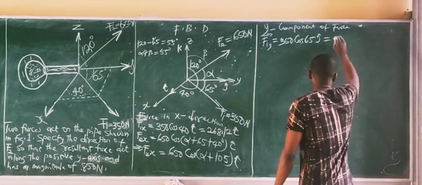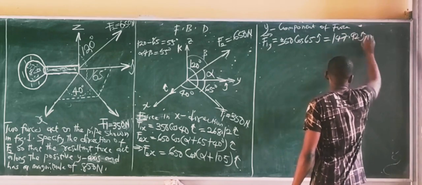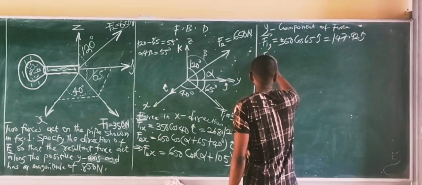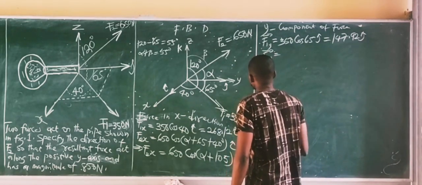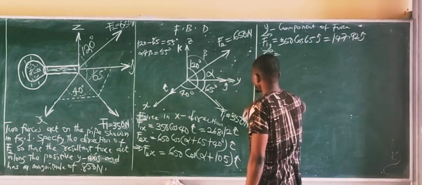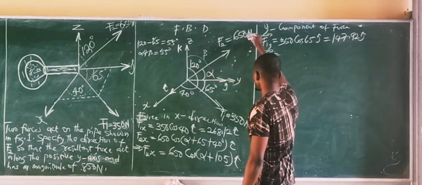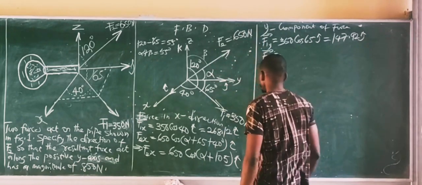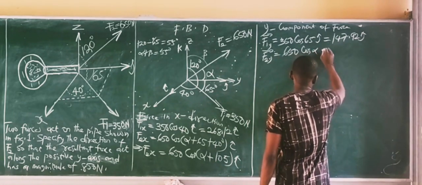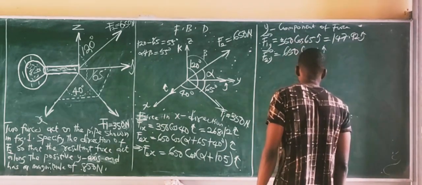350 cos 65 is 147.916. Okay, so that's the force of F1 in the y. So F2y, also hold the tip of the arrow, resolve it to the y line, which in this case is here. If you pull this force to the y line, it passes through this angle from here to this point, which is alpha. Multiply the force by the cosine of the angle it passes through. So you're going to have 650 cos alpha in the j direction. That's from F2 in the y direction.